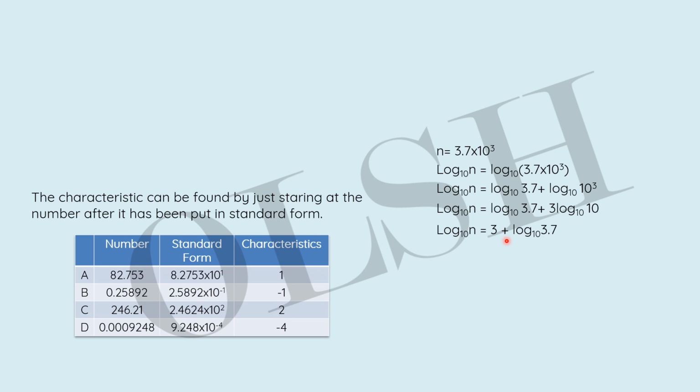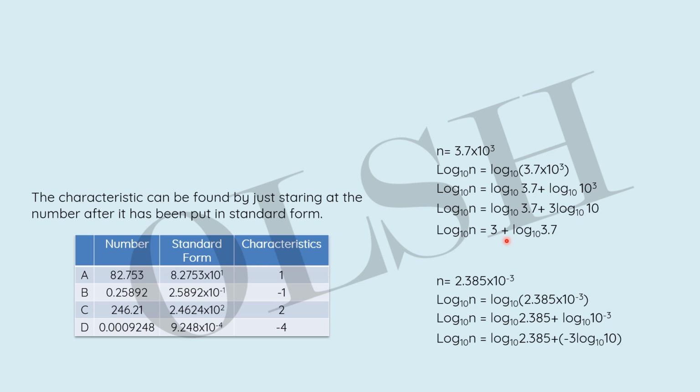So let's also look at the second one, 2.385 times 10 raised to the power of minus 3. If we find the log of that number, we're going to have log 2.385 times 10 raised to the power of minus 3 to base 10. From the law of products, that can be log 2.385 to base 10 plus log 10 raised to the power minus 3 to base 10. We use the law of powers to bring the power of 10 down to the left hand side of the expression, and then we have minus 3 plus log 2.385 to base 10.